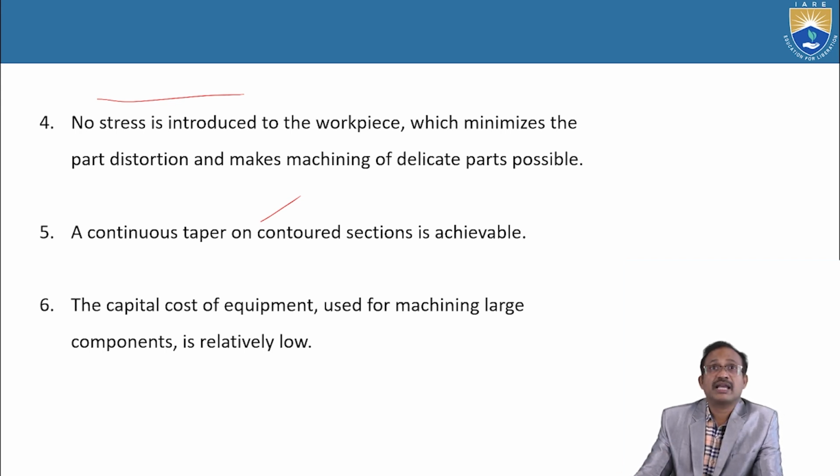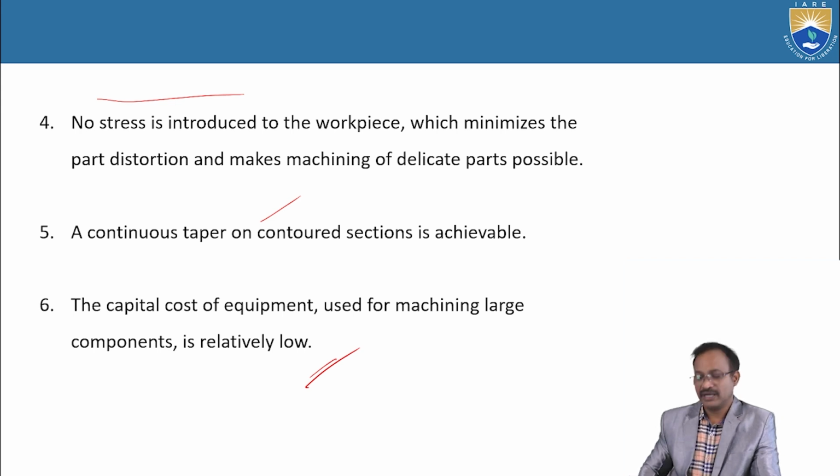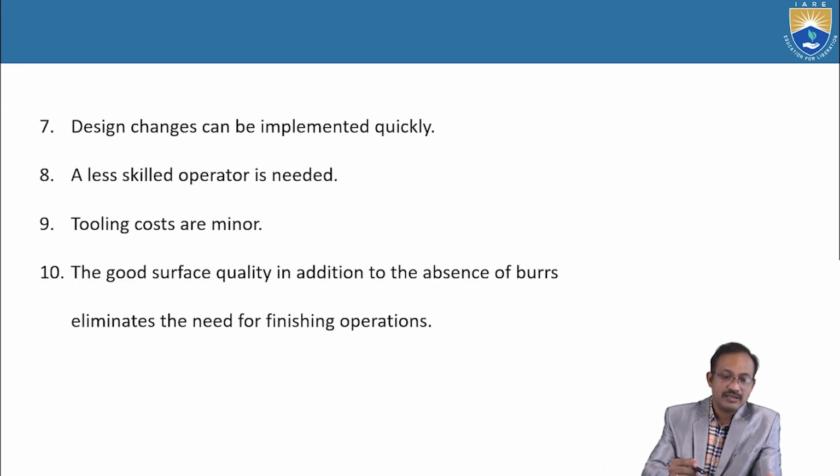The capital cost of equipment used for machining large components is relatively low. Usually when we go with mass production, the capital cost of the equipment is also very low. Design changes can be implemented quickly. In conventional machining, even after 50% of the work, we cannot change the designs. But here we can change the designs, and they can be implemented quickly.